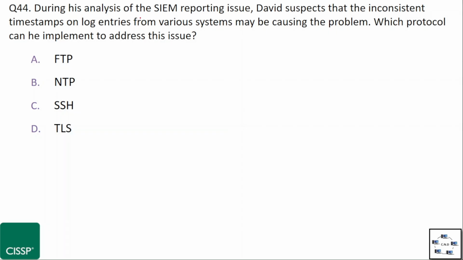Question 44. During his analysis of the same reporting issue, David suspects that inconsistent timestamps on log entries from various systems may be causing the problem. Which protocol can he implement to address these issues? We are talking about inconsistent timestamp log entries. And the options are option A, FTP, option B, NTP, option C, SSH, and option D, TLS. So the issue is related to time syncing. So the correct answer is NTP, or the Network Time Protocol.